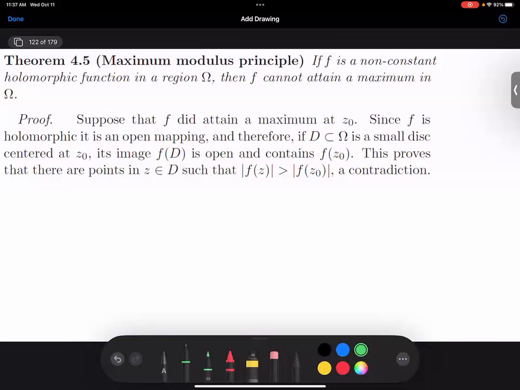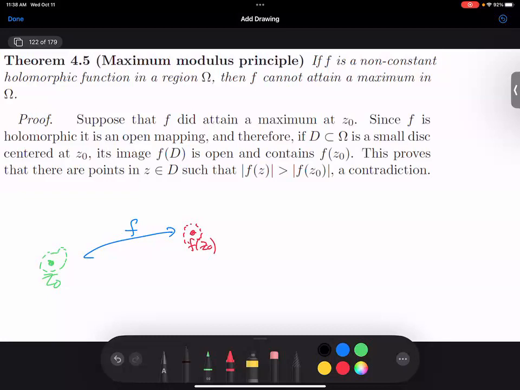Okay. So here's the proof. Suppose f did attain a maximum at z naught. All right. So we're going to assume, for the sake of contradiction, that there is some point z naught where it's maximum. So here is z naught, and I apply my function f, and I get now this point here, f of z naught. Now, we know we have an open mapping. So what that means is if I draw a small disk about f of z naught, there's got to be something around z naught that maps to f of z naught.